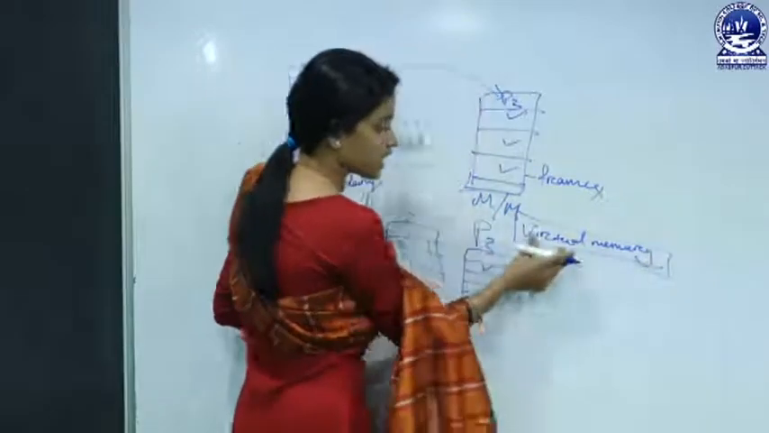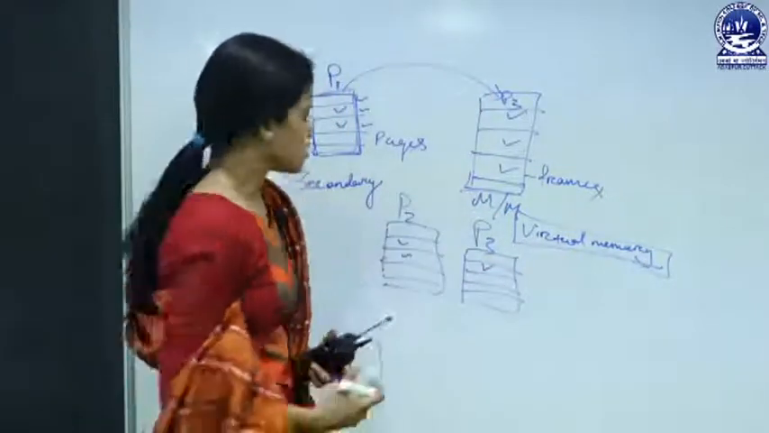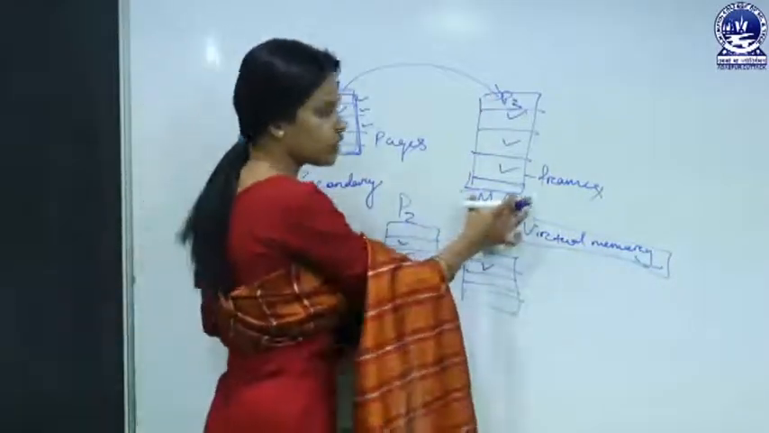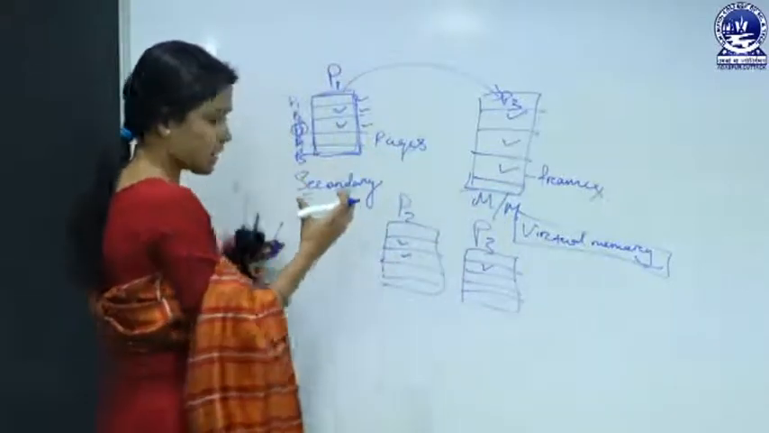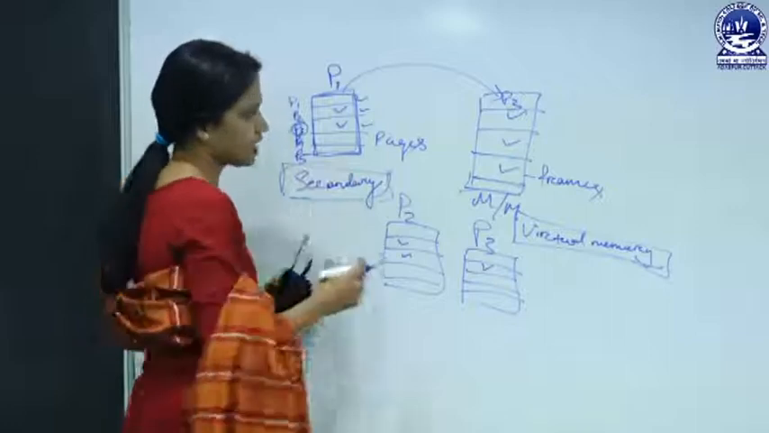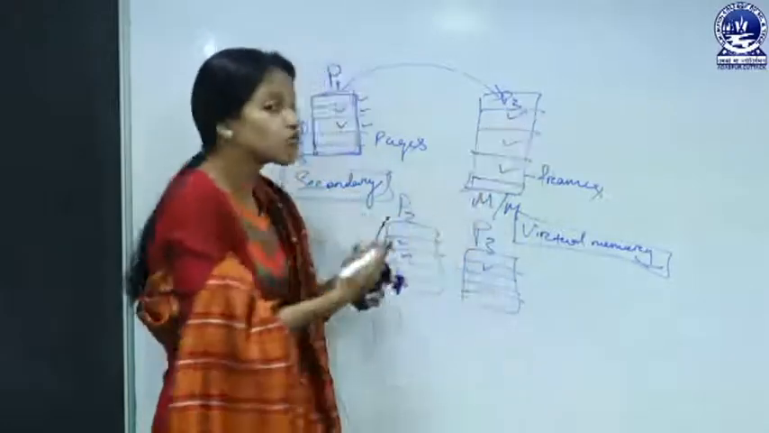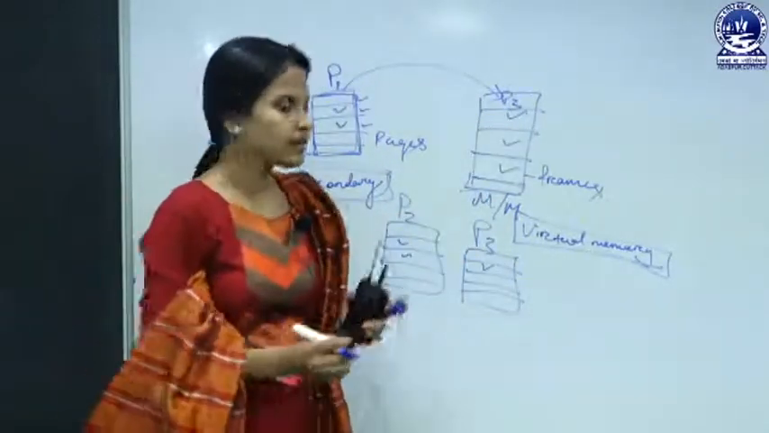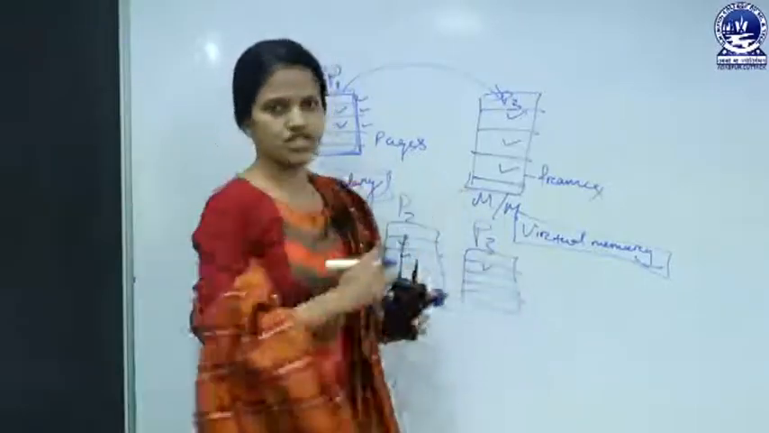Okay, that is, virtual means illusions. So main memory requires some secondary memory parts, and it resides more and more processes in it by dividing the process into pages.